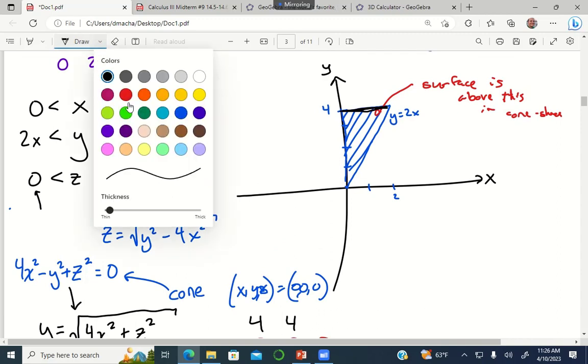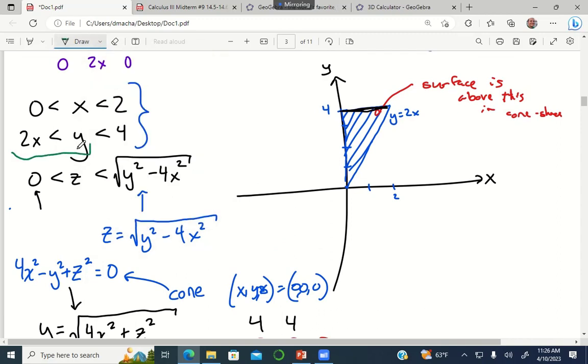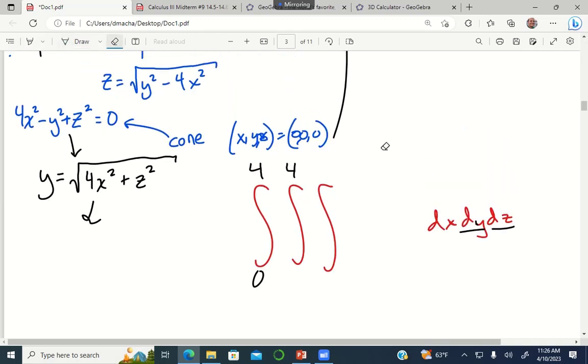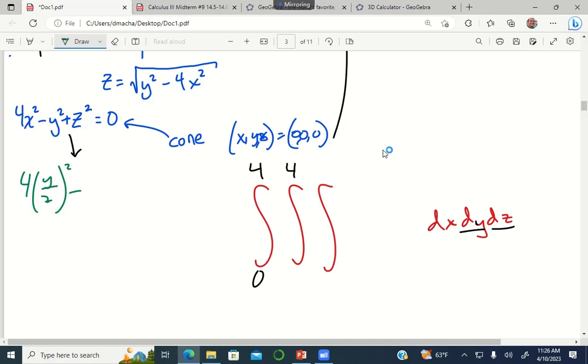So what Gabriel's saying is that right here, this line is y equals 2x. So he's saying, let's just replace all of the x's with y over 2. If I do that, going back a step, this is 4 times y over 2 squared minus y squared plus z squared equals 0. And so 4 times y over 2 squared is just y squared.